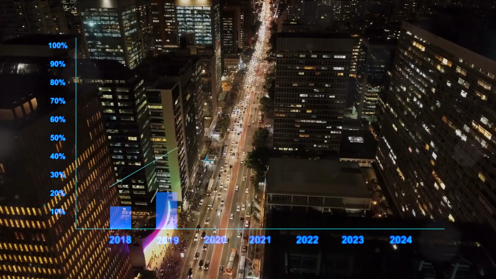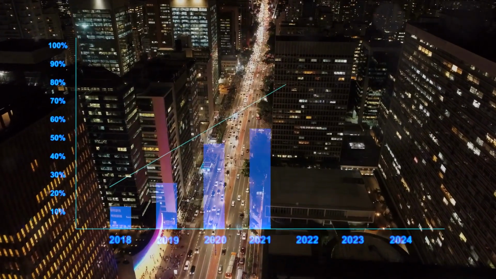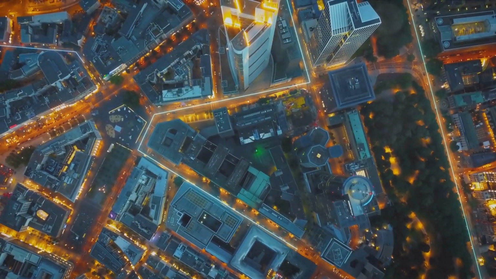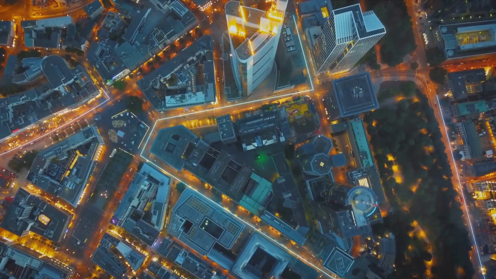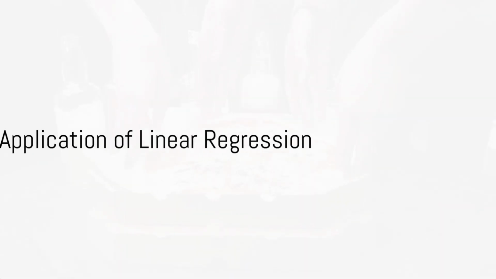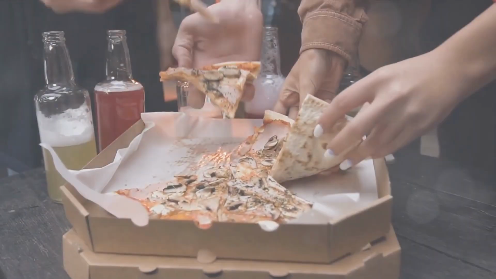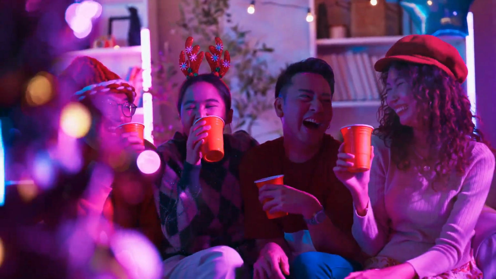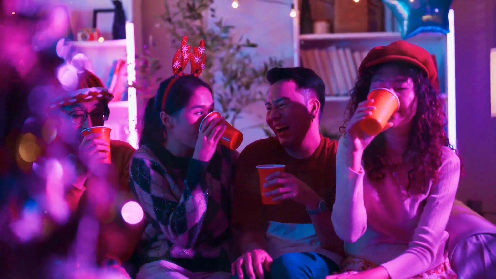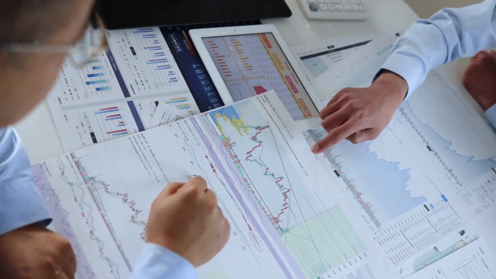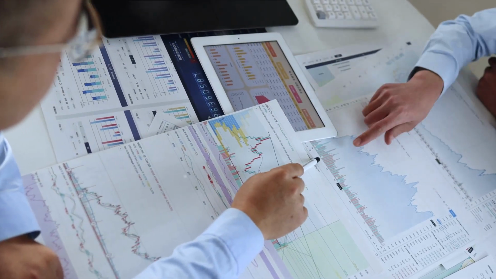Think of linear regression as a way of drawing a straight line through a scatter plot of data points. This line is the best fit that describes the relationship between the input and output variables. To make it simpler, imagine you're throwing a party and you want to predict how many pizzas to order. You have data from previous parties, the number of guests and the number of pizzas consumed. Now, linear regression would be like drawing a line through this data to make a prediction for your next party.